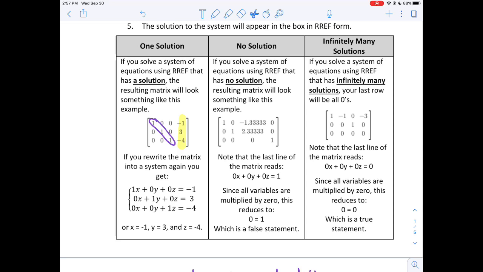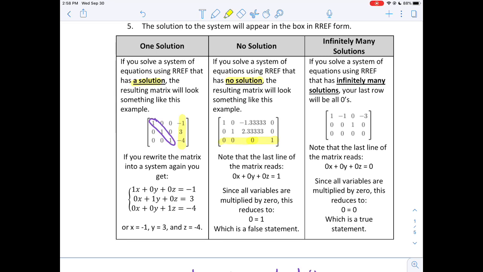So this first one is when we actually have a solution. If we have no solution, we don't have that diagonal row of ones because we have a 0 in this last column right here. So if we have all zeros and a 1, it could be written like this: 0 times every variable is equal to 1. Well, we know that anything times 0 is 0. And so that reduces to 0 equals 1, which is a false statement, making it no solution.